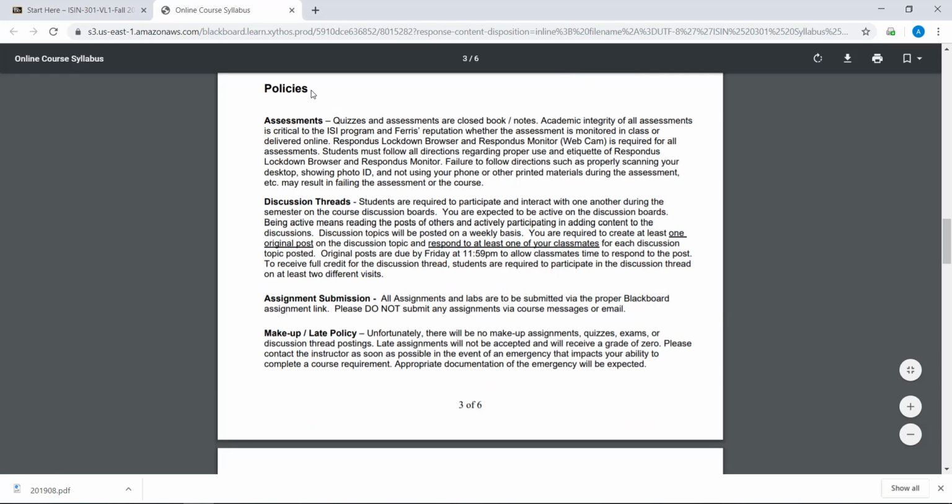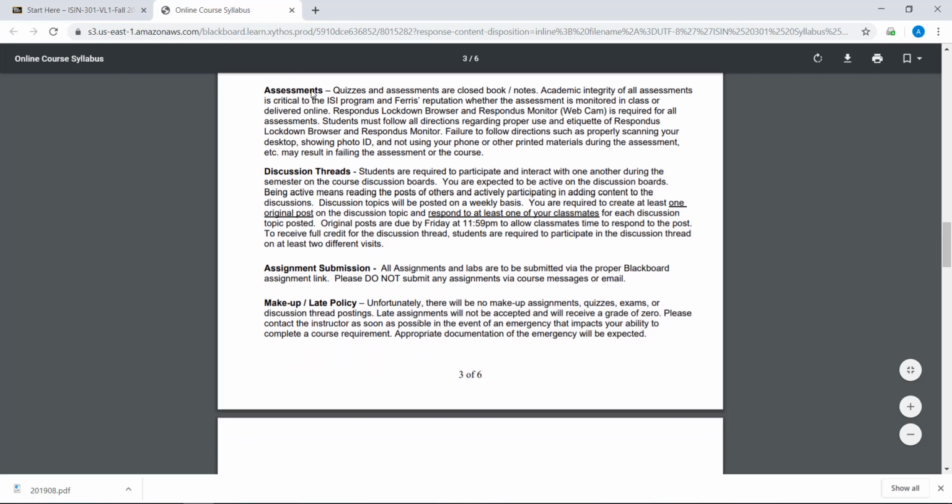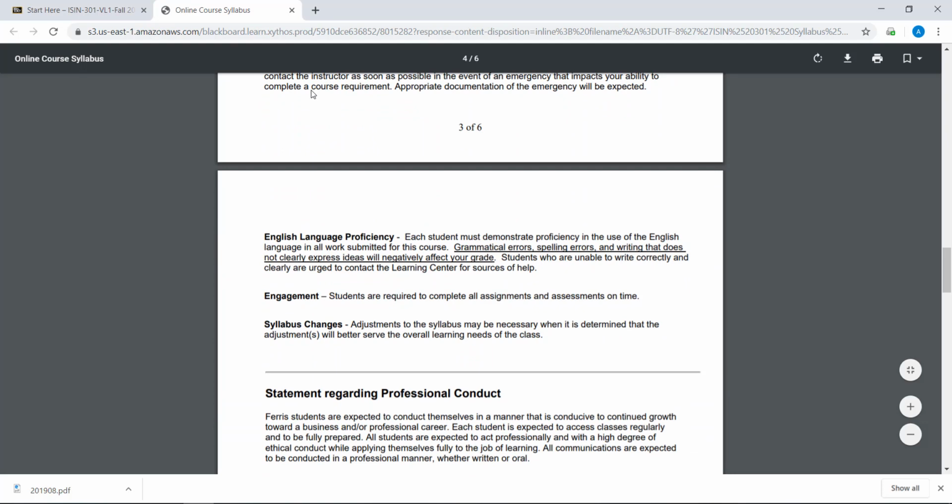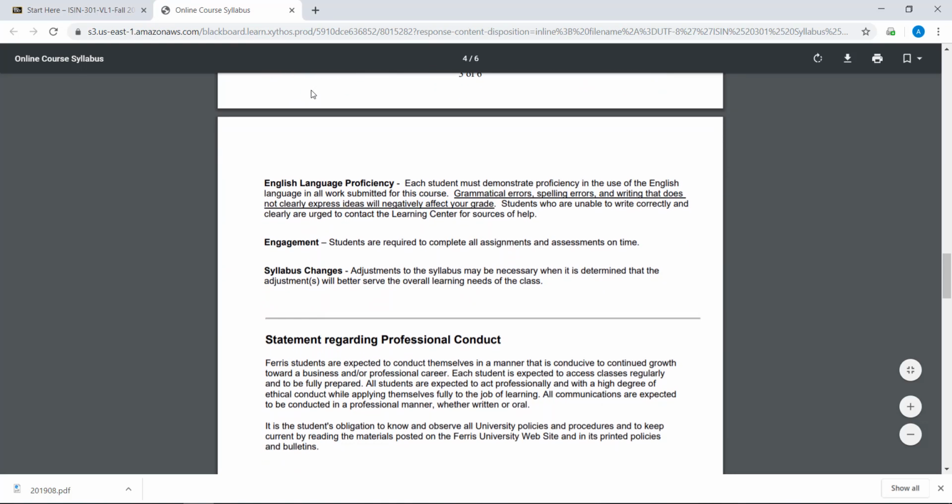If there is an emergency situation that is inhibiting you from completing the coursework on time, please reach out to me as soon as possible so that we can work together to come up with a strategy for you to make up the work. Please continue to read through the syllabus and let me know if you have any questions or concerns about it.